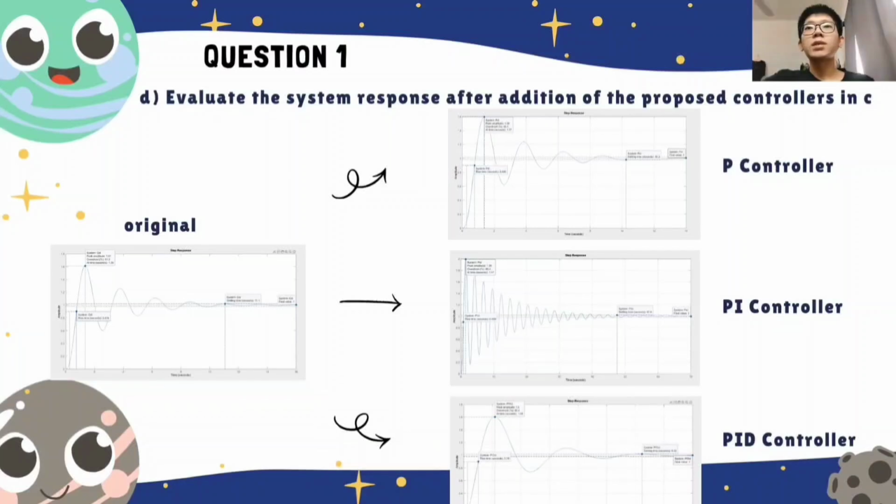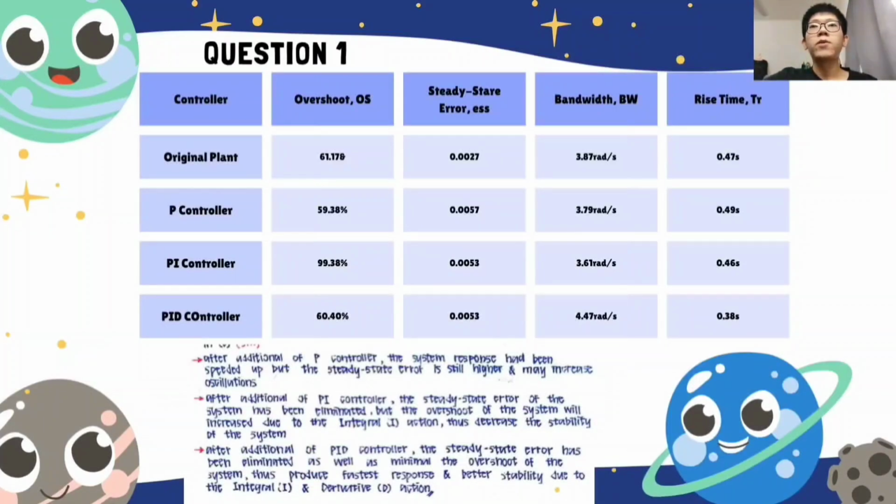For question 1D, the question asks us to evaluate the system response after the addition of the P, PI, and PID controller. By using MATLAB simulation, we get three different step response graphs for each P, PI, and PID controller. The table below shows the values for overshoot, steady-state error, bandwidth, and rise time for each controller and the original plant. From the values above, we know that after the addition of the P controller, the system response has been sped up, but the steady-state error is still high and it may increase the oscillation. And for the PI controller, the steady-state error of the system has been eliminated, which is equal to 0, but the overshoot of the system is increased due to the integral action, thus decreasing the stability of the system.